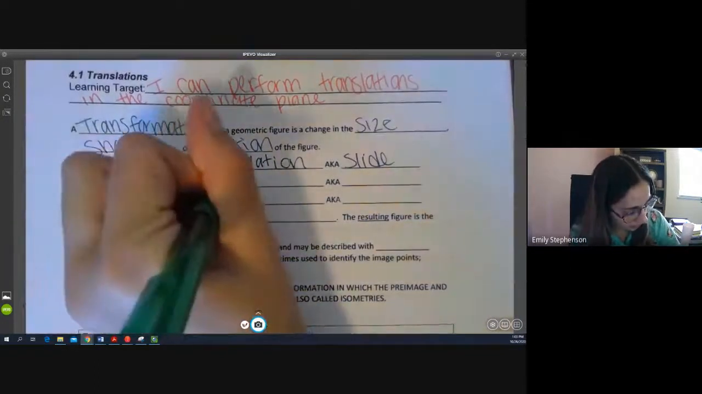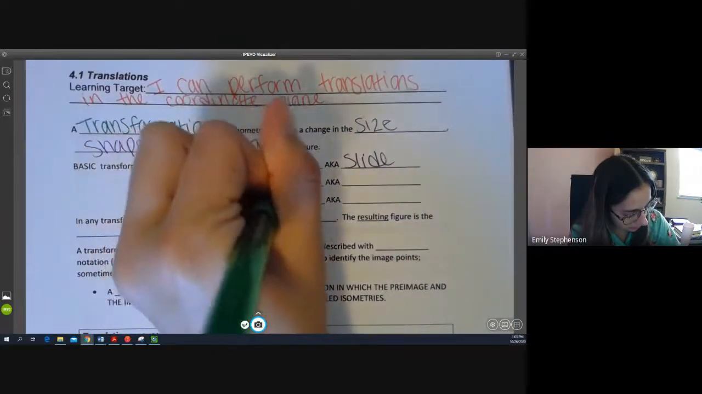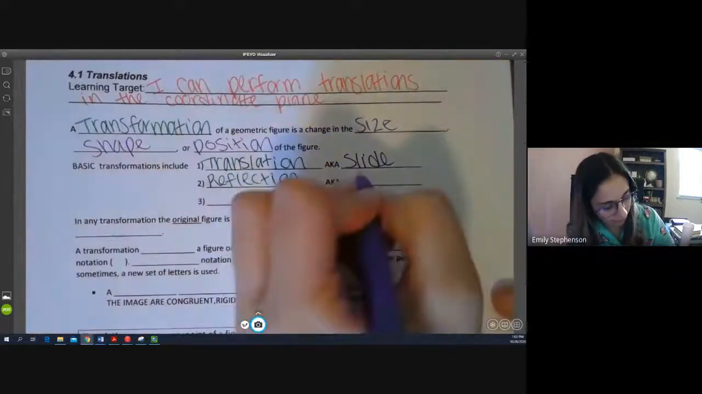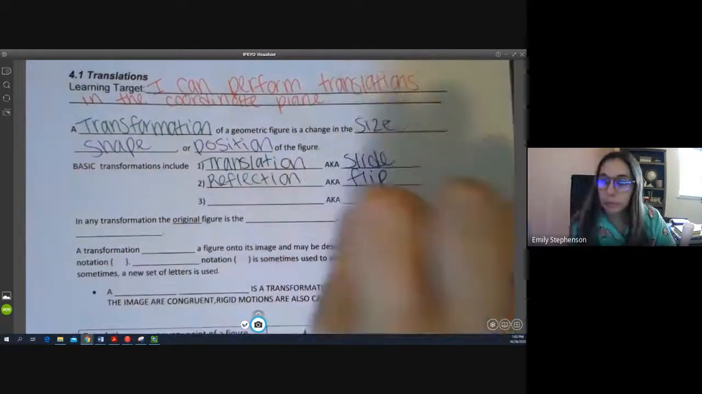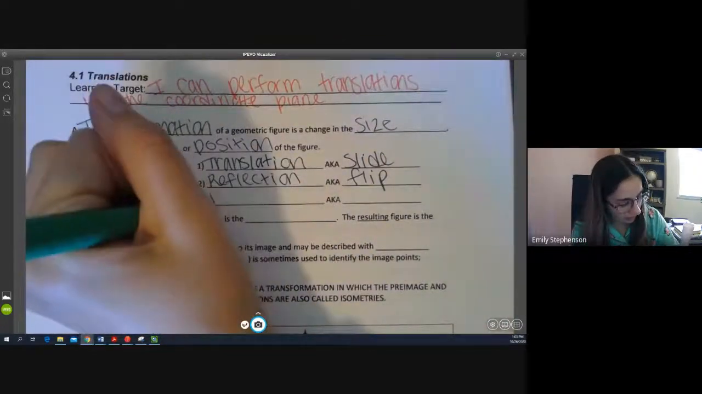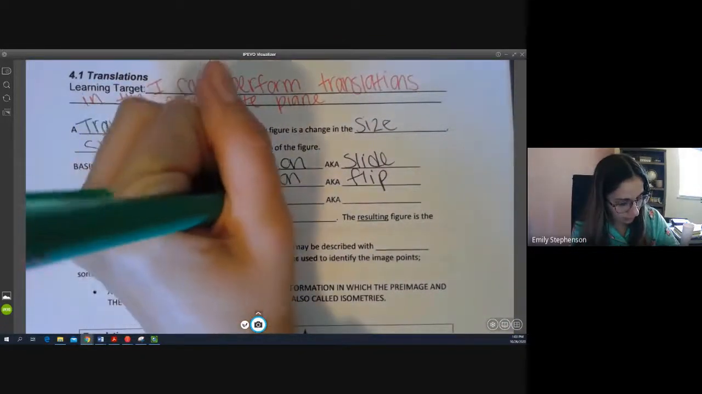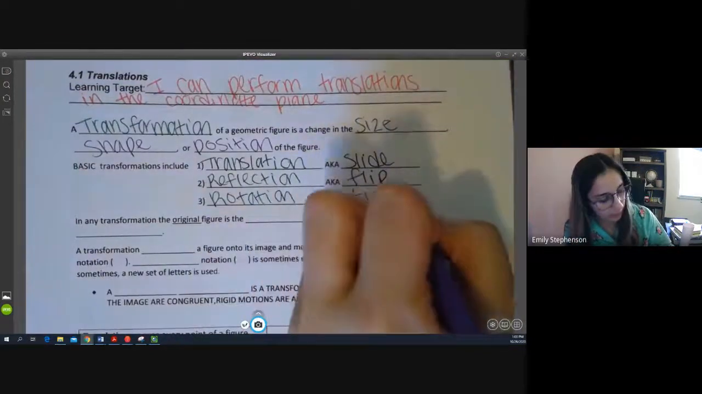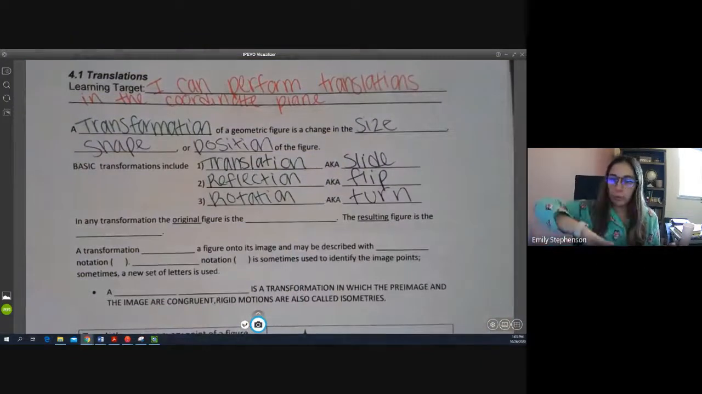Tomorrow we're going to look at a reflection, which is also known as a flip, flipping the figure over a line. And then Wednesday we will look at a rotation, and a rotation is also known as a turn, so turning the way that the shape is facing.